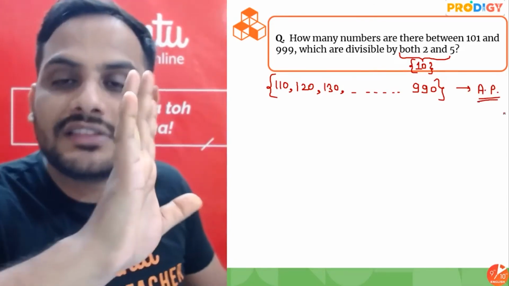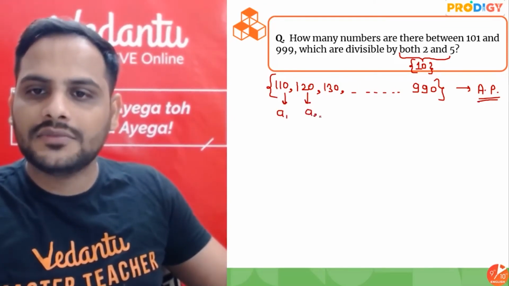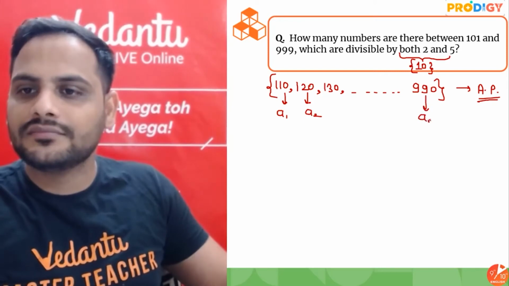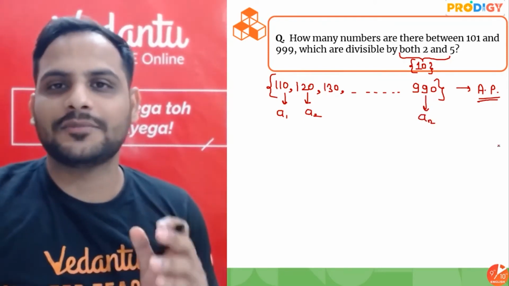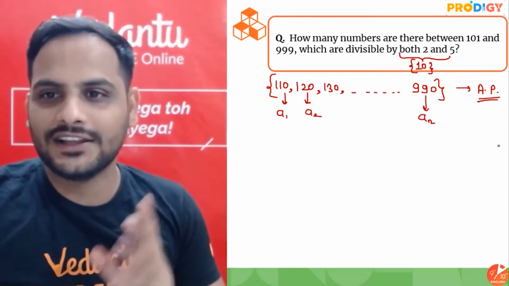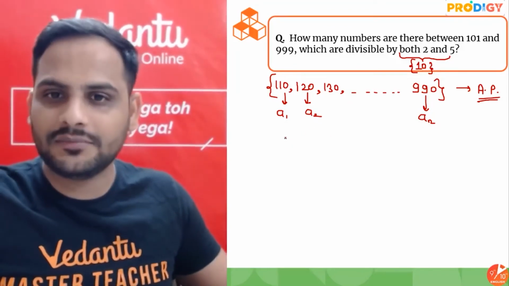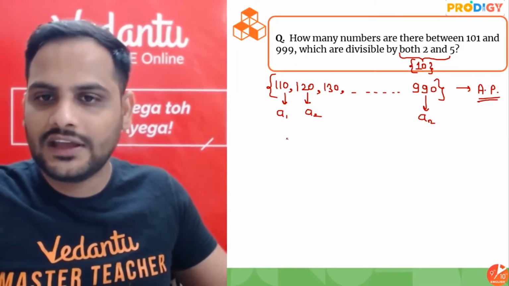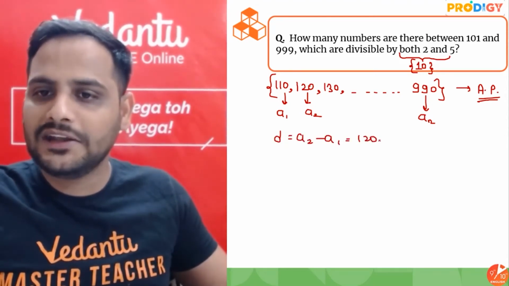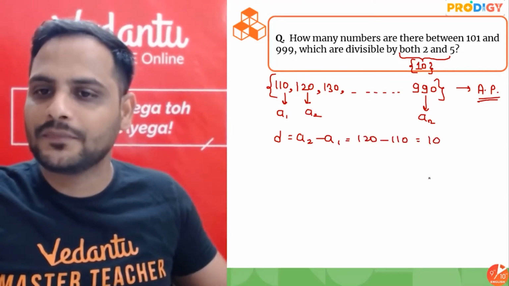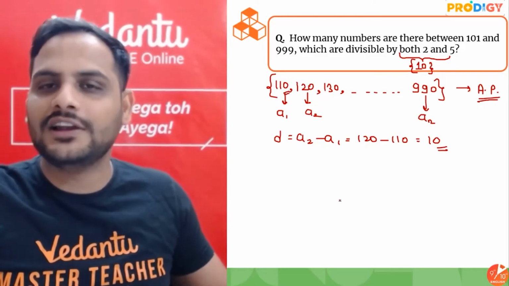Now they are asking how many numbers there are. If I take this as my first term, this is the second term, and in this way this will be my nth term. Now I don't know what n is. Once I know n, suppose I got n as 20, I can say that will be the 20th term, so 20 terms in total. So let's start with the first term. My first term is this, and the common difference will be A2 minus A1, which is 120 minus 110, which is 10 only. So I know my common difference and my first term. Let's see what the value of n is.